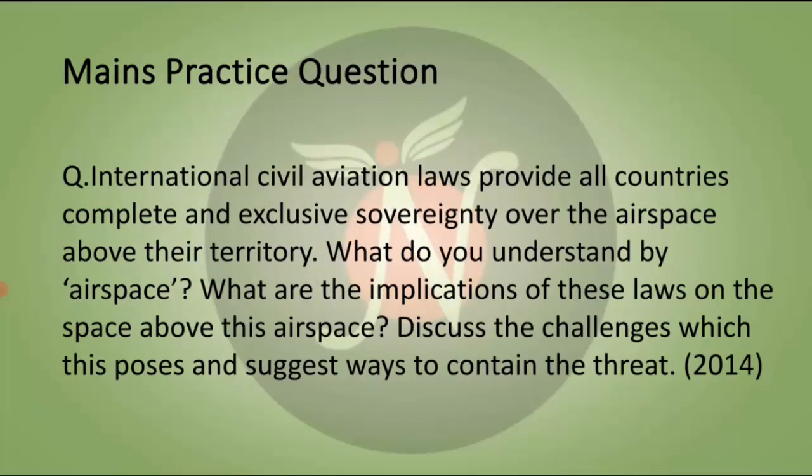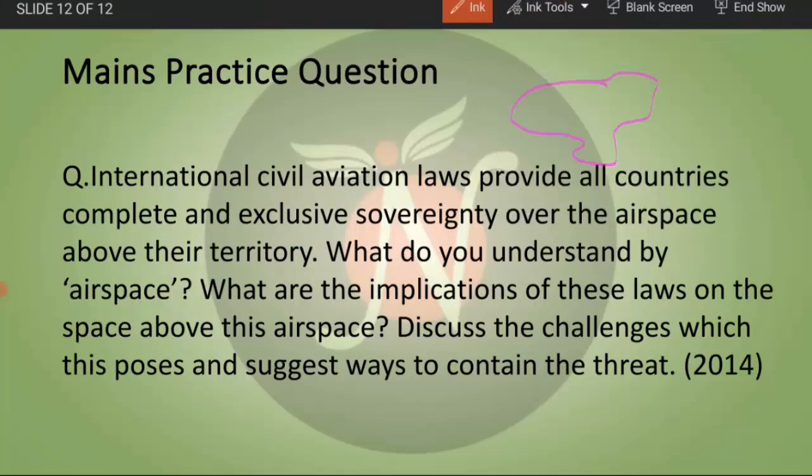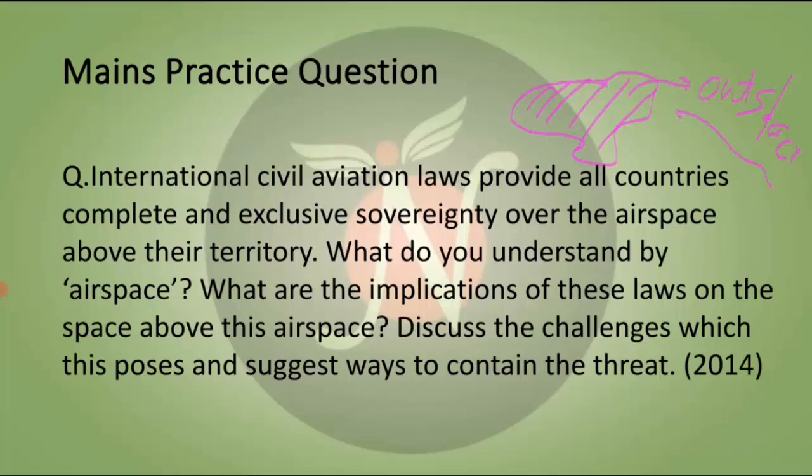Now we will come to our mains practice question. International civil aviation laws provide all countries complete and exclusive sovereignty over the airspace above their territory. What do you understand by airspace? What are the implications of these laws on the space above this airspace? Discuss the challenges which this poses and suggest ways to contain the threat. So basically we have authority over our own airspace, the airspace which is above a nation. But this treaty does not contain any provision for outer space, and they also do not define what outer space is. So this was all about today's video.